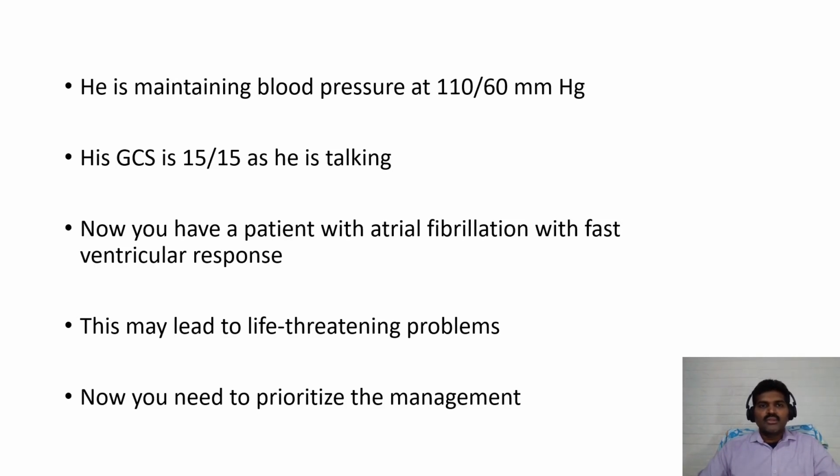Patient's BP has been given in the scenario. It's 110 by 60 millimeters of mercury. His GCS is 15 by 15 as he is talking in full sentences. Now we have a patient with atrial fibrillation with fast ventricular response. This may lead to life-threatening problems, if life-threatening problems are not already there as in this case. Now you need to prioritize your management. What are you going to do next?